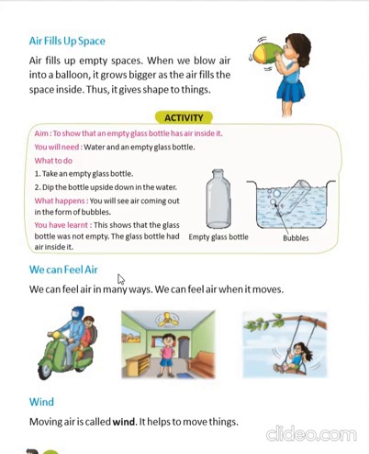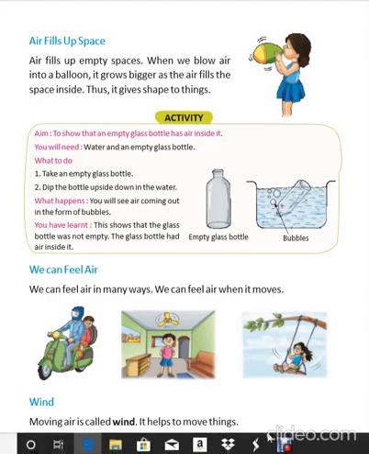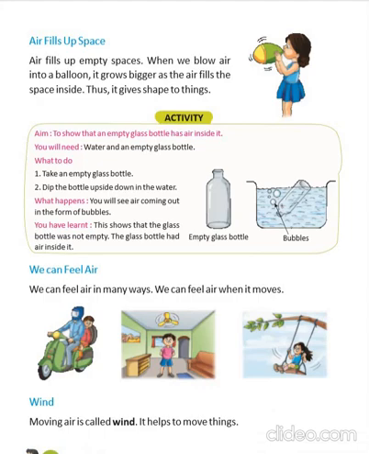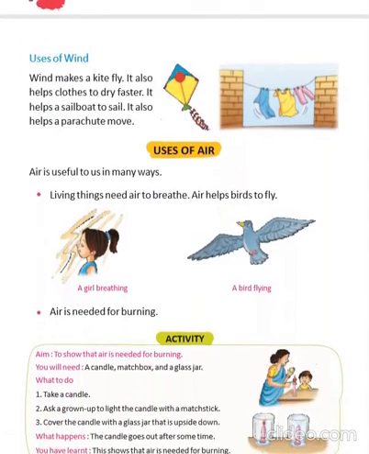We can feel air, as we have seen. When we switch on the fan, we can feel the air of the fan. When we swing, we feel the air. What is wind? Moving air is called wind. It helps us to move things. Uses of wind. Kite. How does a kite fly? It flies with the help of wind. How do our clothes dry? Our clothes dry faster when there is wind. Wind also helps to move a parachute.